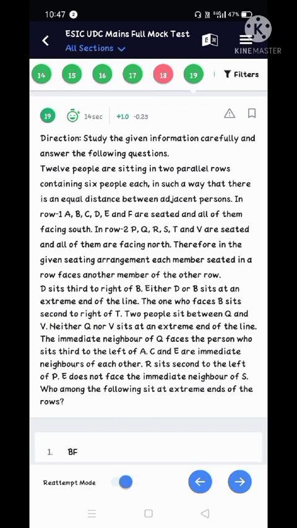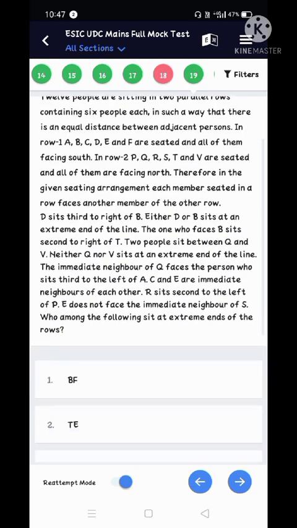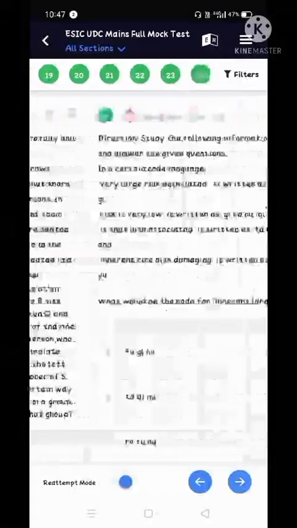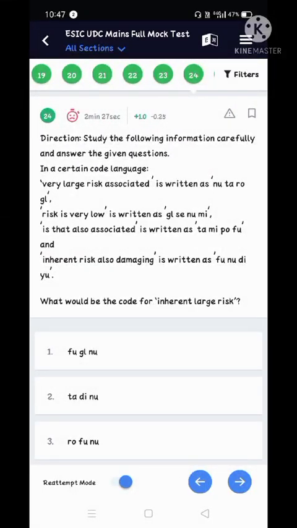And next, a row based puzzle. You were given 2 rows: A, B, C, D, E, F, 6 people sitting in a row facing south, and P, Q, R, S, T, V sitting in a second row facing north. So 12 people are sitting in 2 parallel rows. It was not so tough, so I could do it. And next, it's coding decoding. It was also easy. I think the Testbook mock is literally easy in comparison to any other mock.